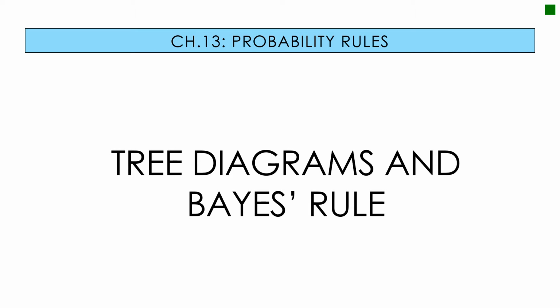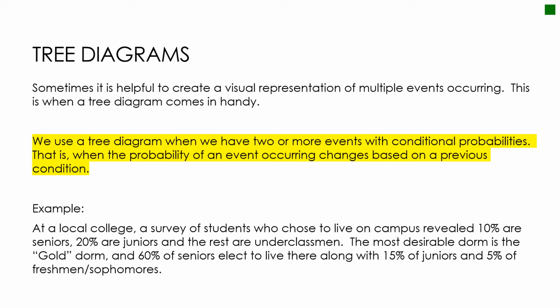We are going to wrap up our study of probability this week by looking at tree diagrams and Bayes' rule. Sometimes it's helpful to create a visual representation if we have multiple events occurring. Remember, we're talking about multiple events occurring, which means we're going to be multiplying probabilities, just like we have been doing all of the time so far. We're going to multiply the probabilities.